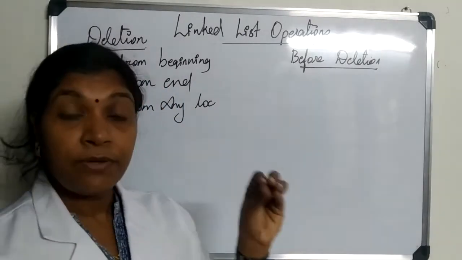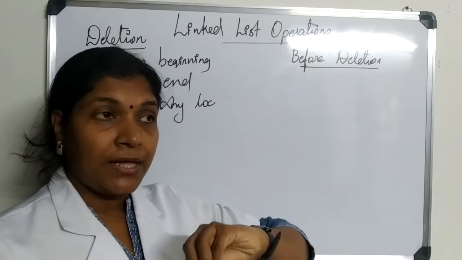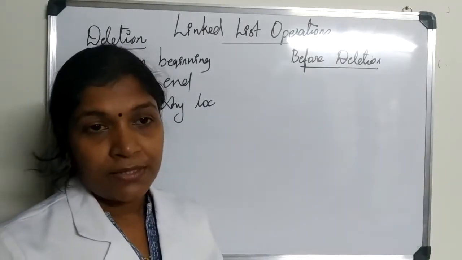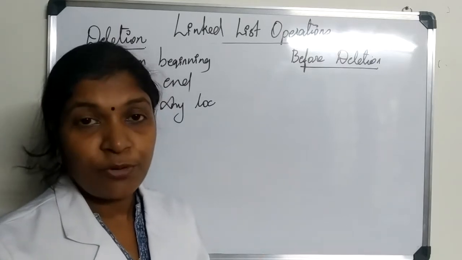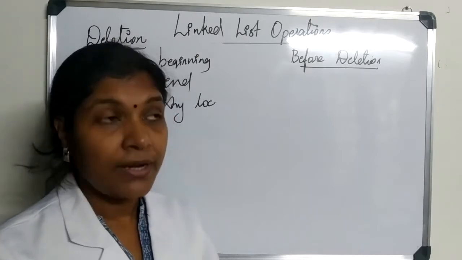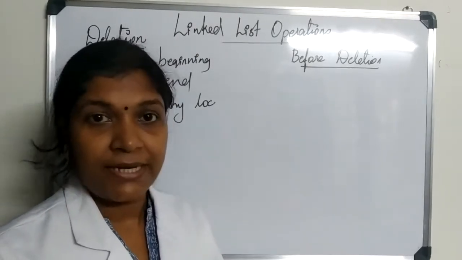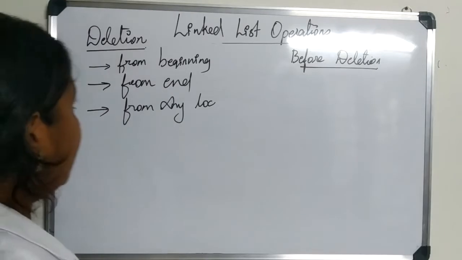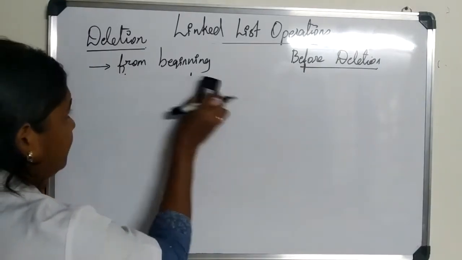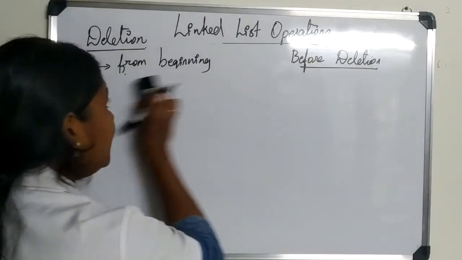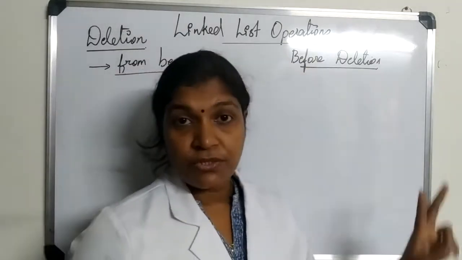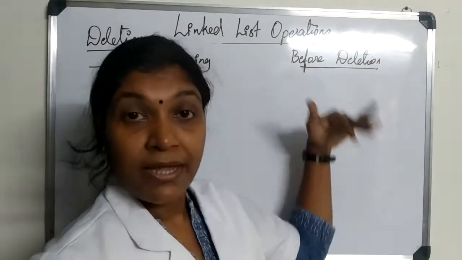Then from any location, we would be specifying some key value. We would be specifying delete the node with element 20. So the program would be demanding the user enter the key element to be deleted, or enter the node value to be deleted. So first we will consider the first case, that is delete from beginning. And like in our insertion operation, here also we will consider two diagrams for each of the cases, that is before deletion and after deletion.